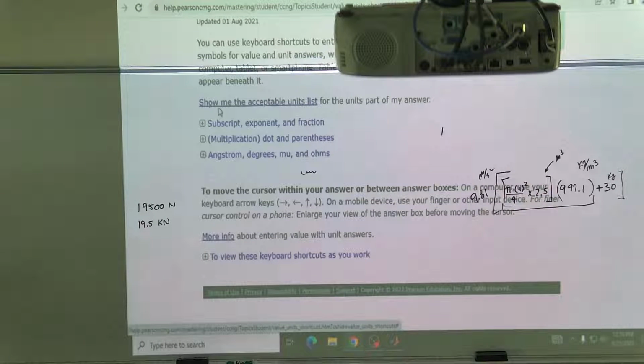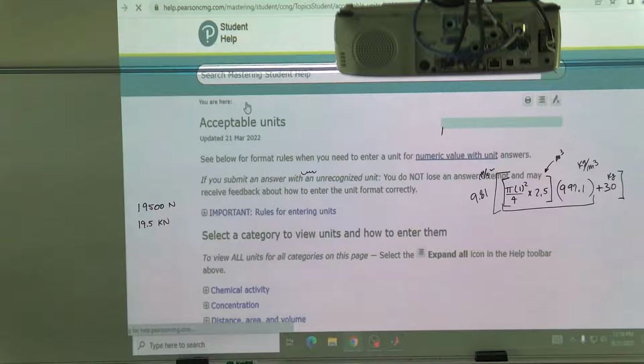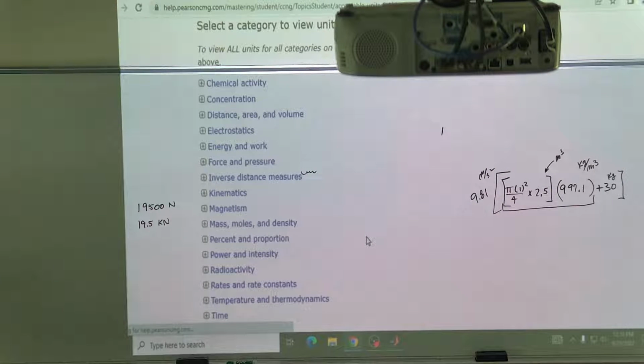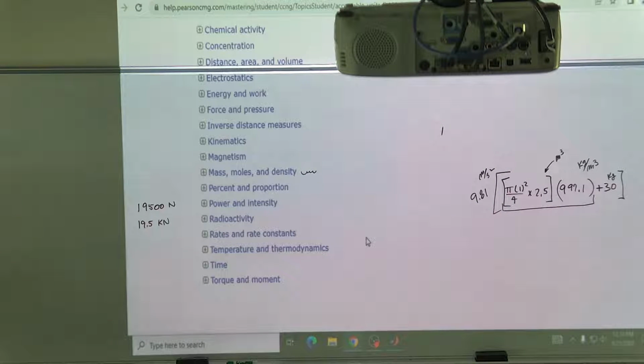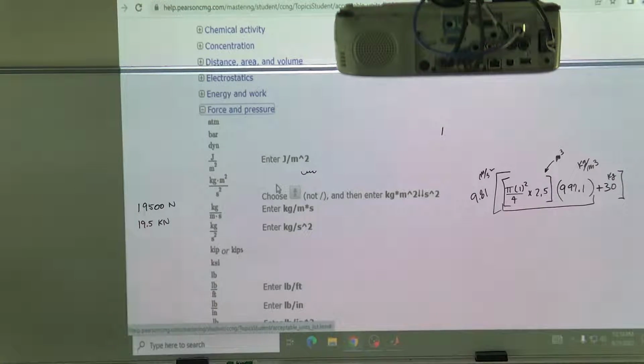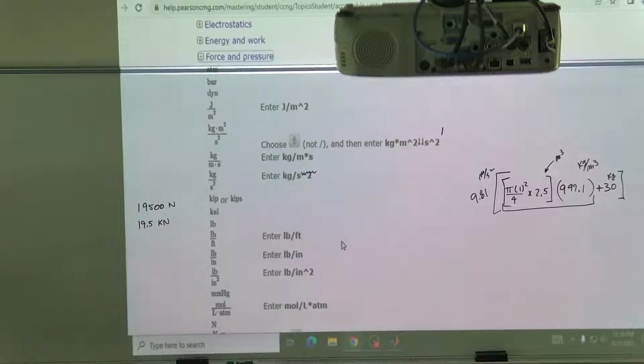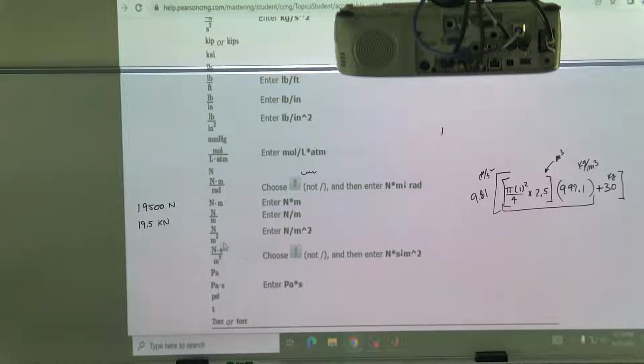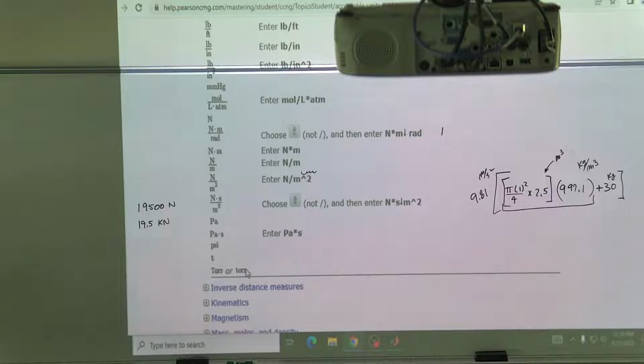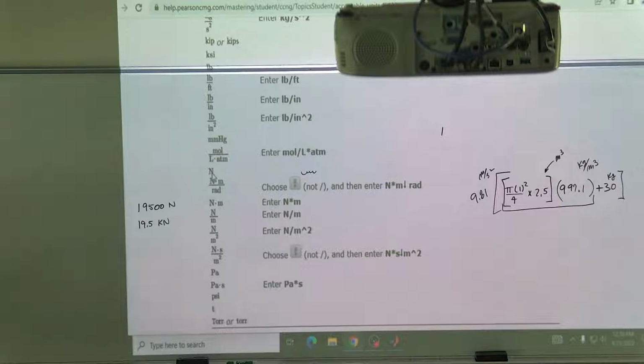Okay, acceptable unit list. So we're looking at a weight here. Do you see weight in there? Or it should be force. Force, yeah. That's really weird. There's newton, but I don't see a kilonewton either. He must not like kilonewtons.